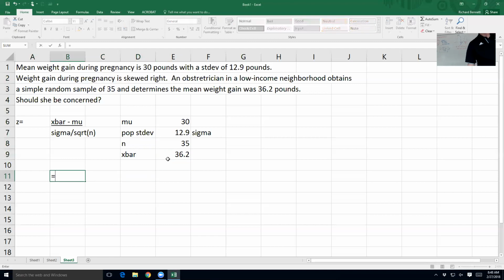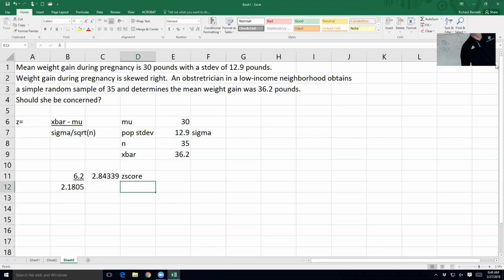X bar is 36.2 minus 30. That's my numerator. And my denominator is 12.9 divided by the square root of 35. I'll put a little underline there so you can know that. So this is going to be the numerator divided by my denominator. That works out to be 2.84. What is 2.84? That's my z-score.